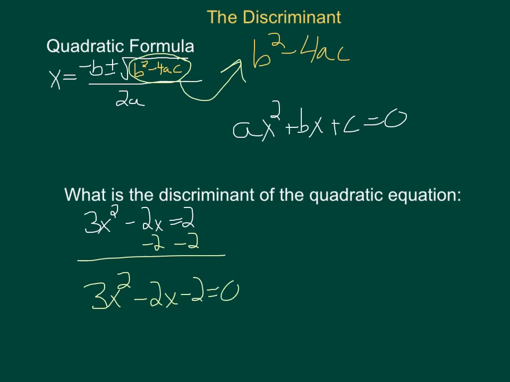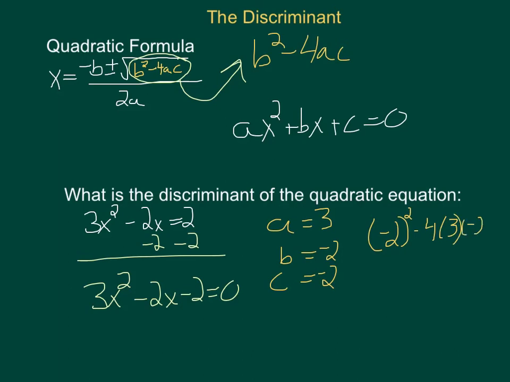Now the next piece is to figure out what our a, our b, and our c are equal to. A in this case is 3, b is negative 2, and c is also negative 2. When we substitute this into the discriminant, we end up with b squared, so negative 2 squared, minus 4 times a, which is 3, times c, which is also negative 2. And we'll simplify this answer.